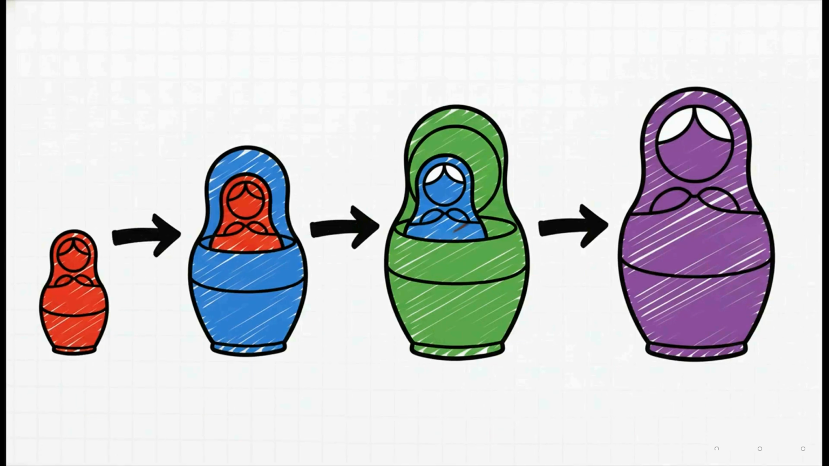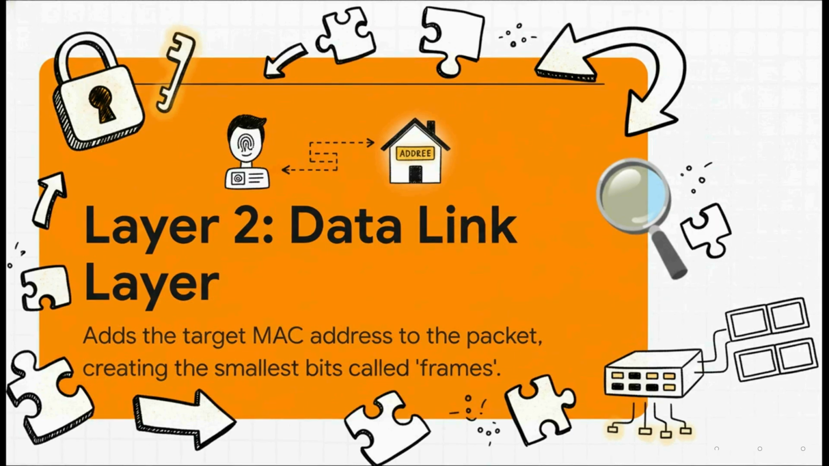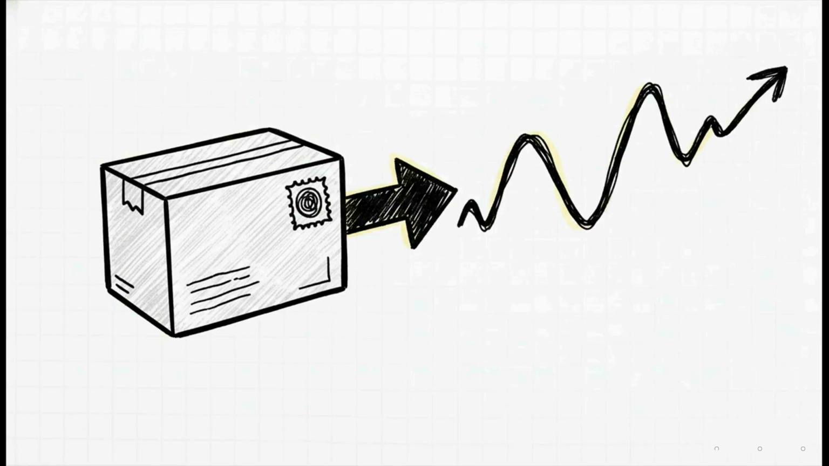You see what's happening? It's like a Russian doll. Every layer just adds another wrapper. Now for layer 3. It slaps on the IP address. That's kind of like the building's street address. And layer 2 adds the MAC address. That's like the specific person's name at that address. All right, our data is all wrapped up and addressed. Now it's ready to hit the road.